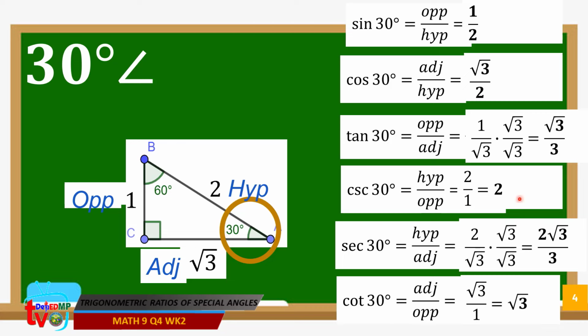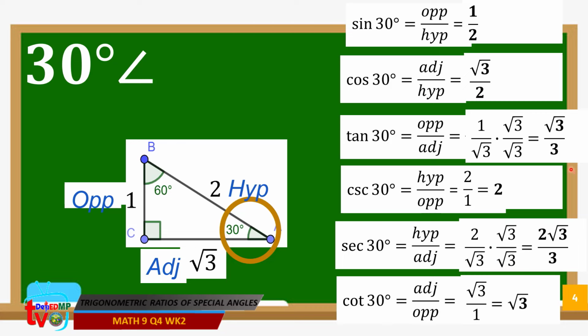So for you to easily memorize, remember that sine and cosecant are reciprocal ratios. So we have 1/2. The reciprocal is 2 over 1 or simply 2. Next, cosine and secant are reciprocal ratios. So square root of 3 over 2, and the reciprocal is 2 over square root of 3. But when rationalized, secant 30 degrees is 2 square root of 3 over 3.